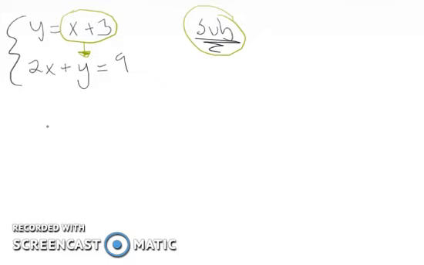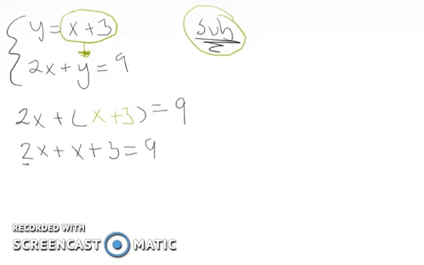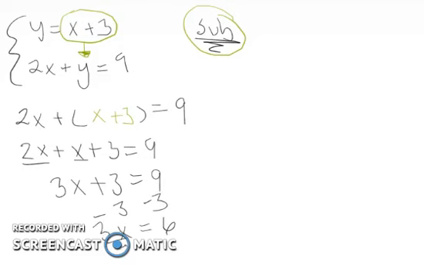So when I do this, I'm going to end up with 2x plus, and instead of y, we're going to go ahead and substitute in what y equals, which is x plus 3. And that all equals 9. Now the key to this is to make sure we have an equation with only one variable, which we do. So we get 2x plus x plus 3 equals 9. I'm going to go ahead and combine these like terms. So that gets me 3x plus 3 equals 9. I'm going to subtract 3, and I get 3x equals 6, divide by 3, and x equals 2.